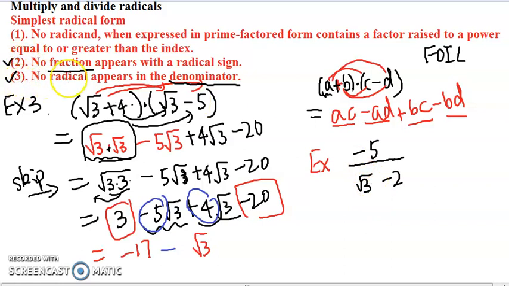But rule number 3 says no radical appears in the denominator. This is a fraction we have for division. And the denominator is square root of 3 minus 2. Apparently it has a radical sign. That's not allowed in the simplest form. You may have radicals in the numerator, but not in the denominator. So how do we get rid of it?